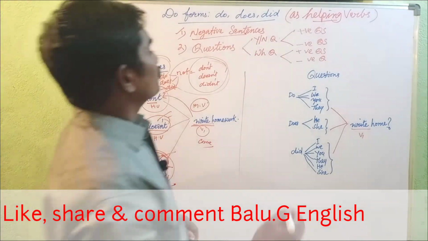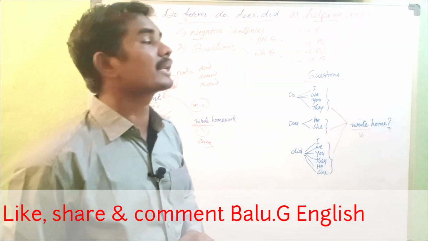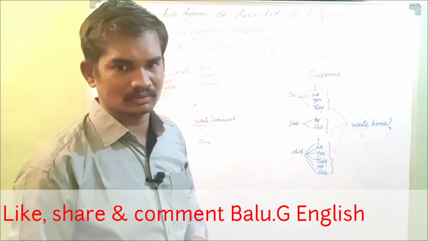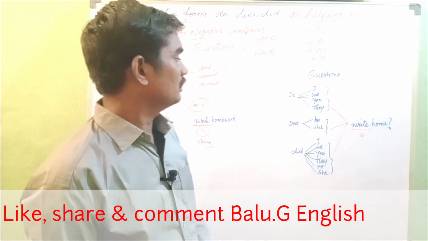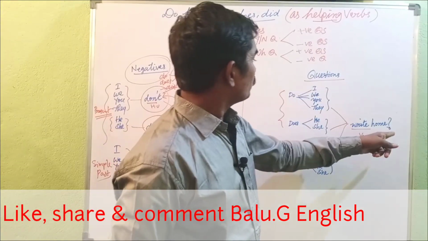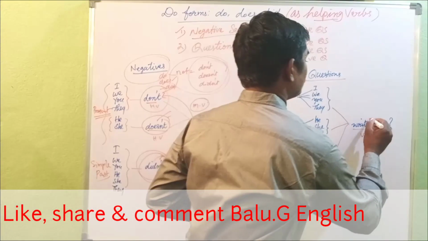Now let's go to making questions. Questions means interrogative sentences. Interrogative sentences are those which ask questions, and they end with a question mark. And we know in the present tense, do, does: I write homework, we write homework, you write homework, they write homework. Write is the main verb here.